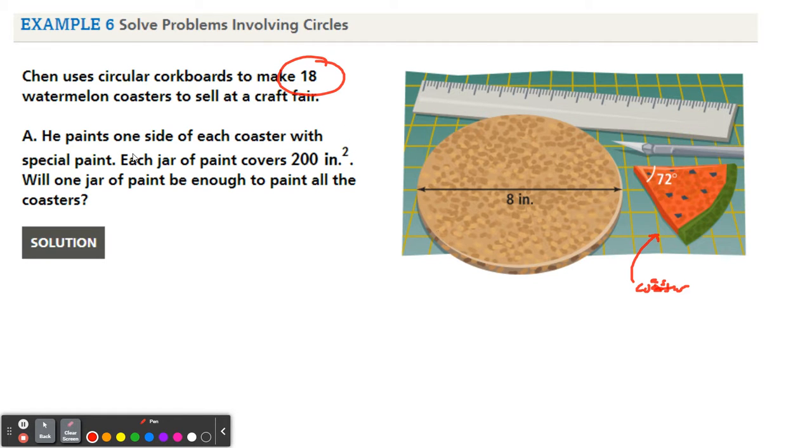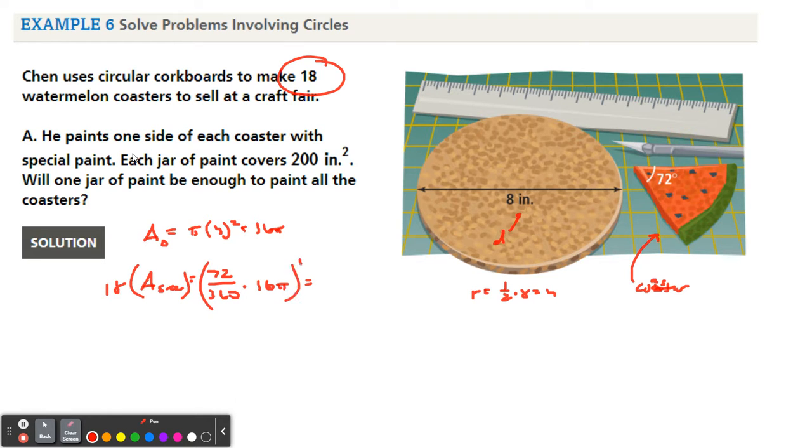Right? So this 8 is the diameter. To find the radius, we take half of 8, which is 4. So to find the area of the sector, first I start with the circle, pi times 4 squared. That's going to be 16 pi. And then I'll multiply to find the area of the sector by the angle, which is 72 out of 360 times 16 pi. Now, I'm going to take this number and multiply by 18. So I need 18 of them.